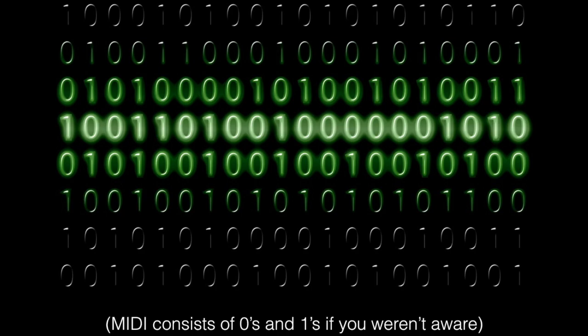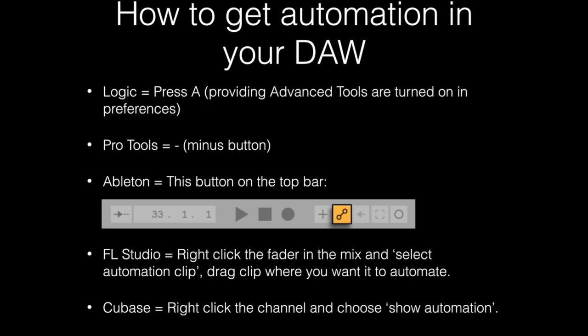So, here is a list of shortcuts for each DAW to help you get the automation channel up. For Logic, it's just the letter A, providing that the Advanced Tools selection is turned on in the Preferences pane. For Pro Tools, it's the minus button. For Ableton, there is a little button at the top. For FL Studio, you right click on the fader in the mix and then select Automation Clip and then just drag it where you want it to automate. And in Cubase, you just right click the channel and then just select Show Automation.